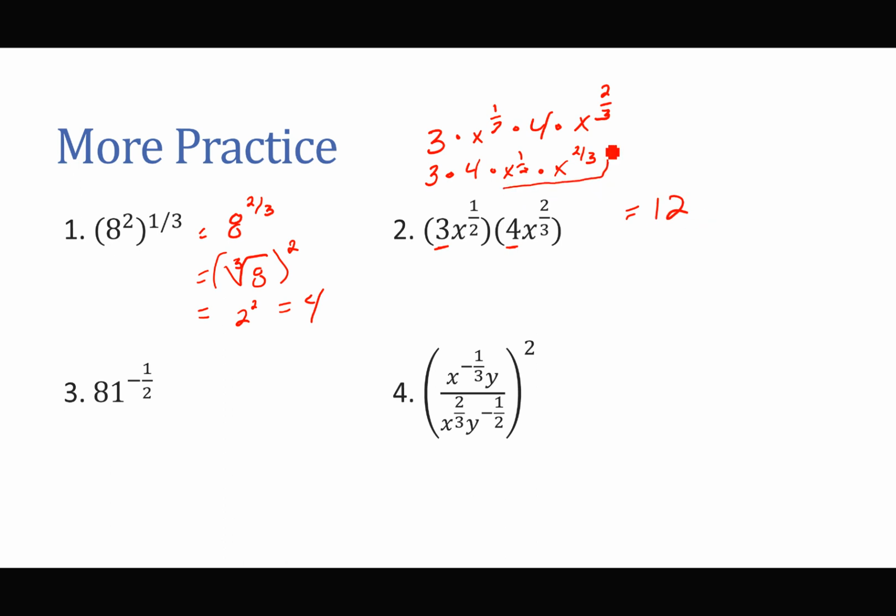x raised to the 1/2 times x to the 2/3, I need to find my common denominator. So if I do a common denominator of 6, I had to multiply by 3, so this is 3 sixths plus 4 sixths. And so I have x to the 7 sixths.